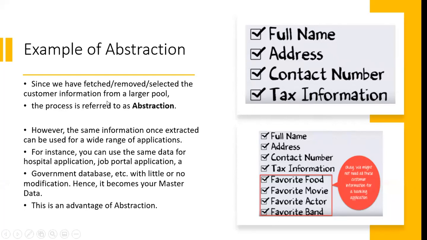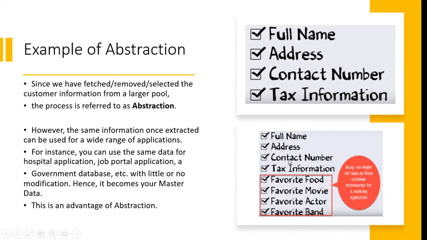So on to the left. Since we have extracted the selected customer information from a large pool, the process is called abstraction. However, the same information, once extracted, can be used for a wide range of applications. For instance, we have all of it in our system, but we're just hiding it because we only need the 4 which are relevant to a bank account application. We can use the same data for a hospital application, job portal application, or a government database, etc., with little or no modification. Hence, it becomes our master data. This is an advantage of abstraction.